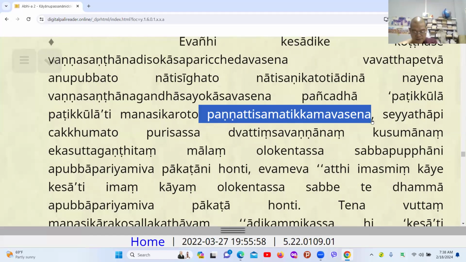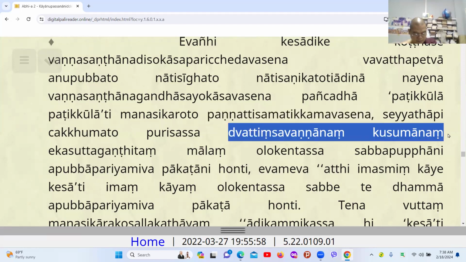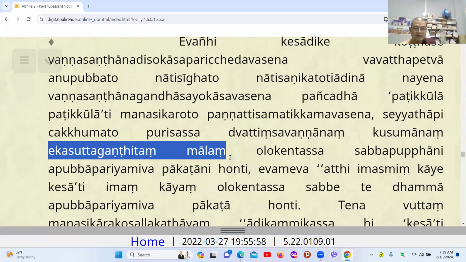Just as a person who has good eyes looks at a garland of flowers, Kusuma is a kind of flower. The garland has flowers of 32 colors, tied on one string, 32 flowers with different colors. So the flowers are made with the string into a garland.